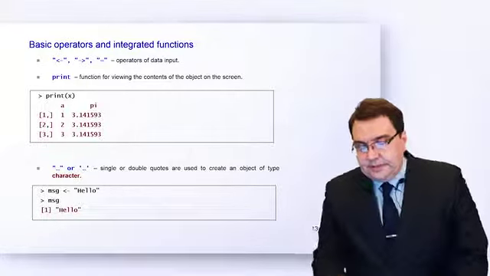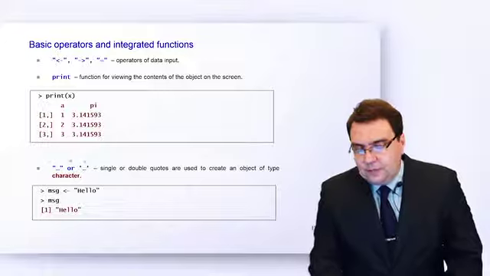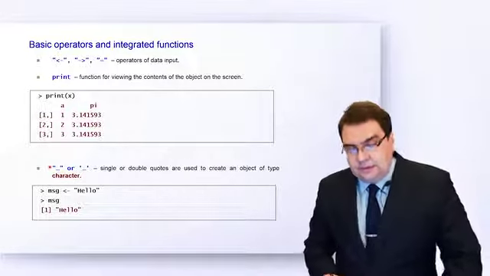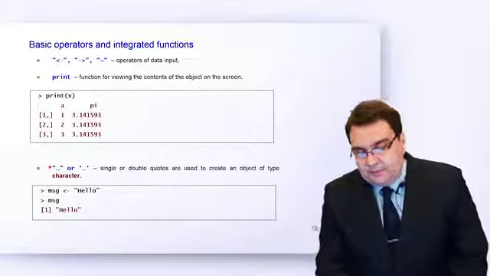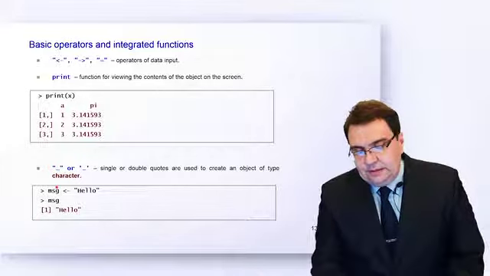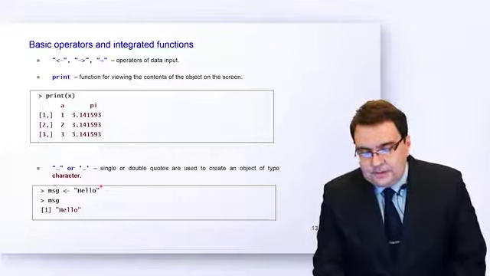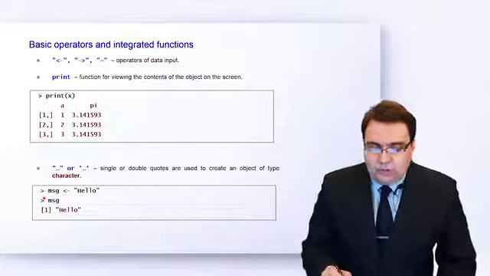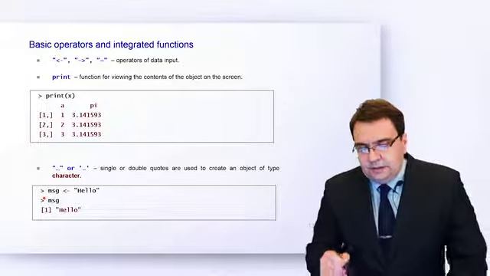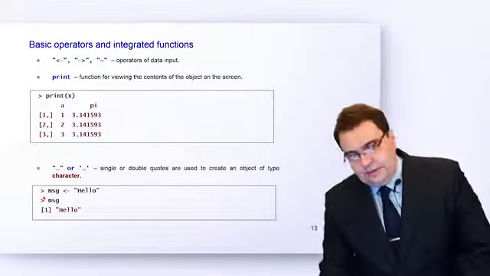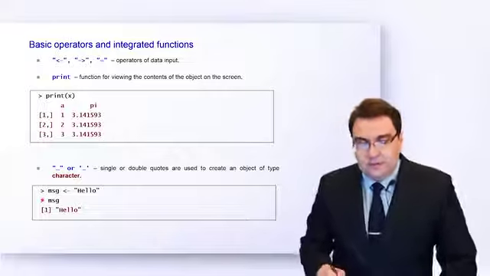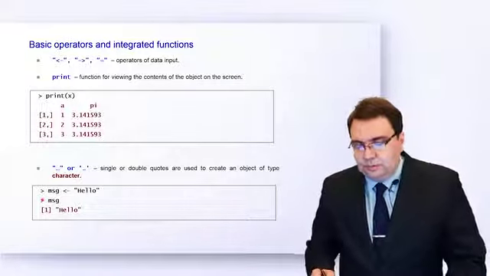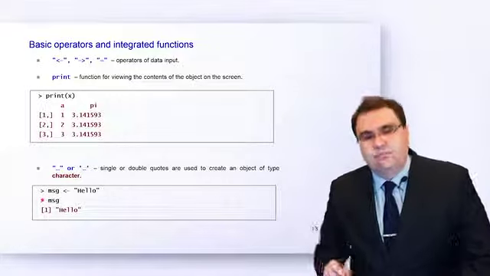Okay, then we use single or double quotes to show that the object has a type character. An example, we have a variable msg, and I assign to it the string hello. If I put in command line msg and push enter, then we have the contents of this object, which is the word hello. So single or double quotes, you can use either of them.